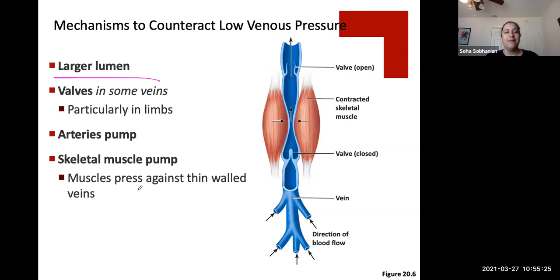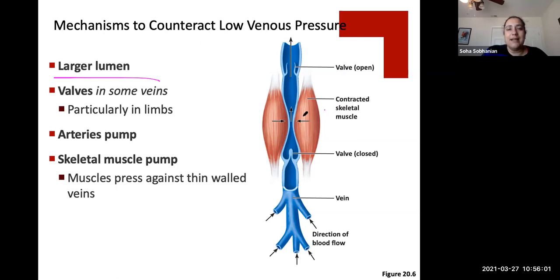The other thing you have is the skeletal muscle pump, which is these two muscles that you see on either side. Let me describe it to you. Let's say you have a vein in your leg, and you have two muscles on either side, as you can see in the image. As you move your leg, as you walk, as you do any type of activity, these muscles are going to contract. And what are they going to do? They're going to squeeze the vein.